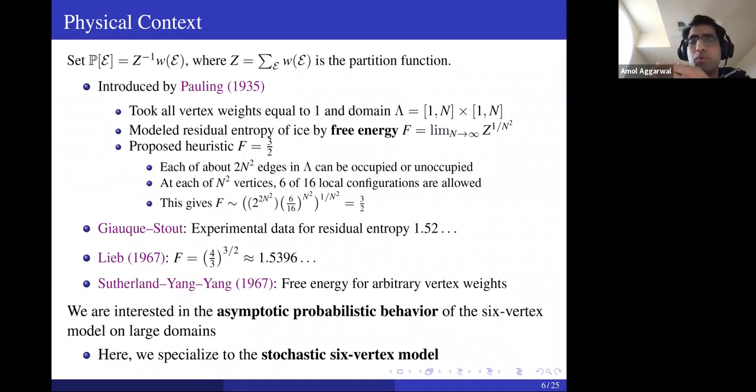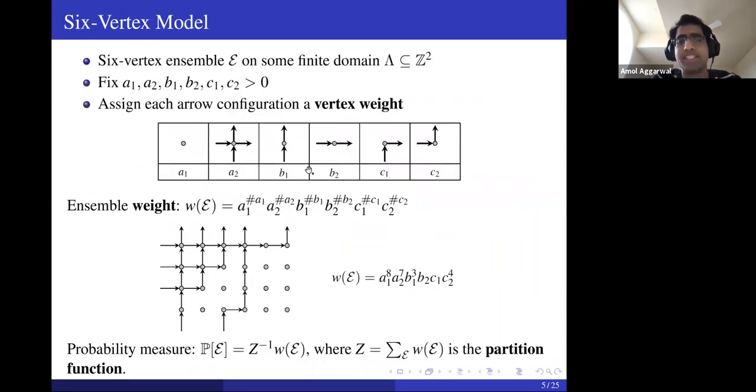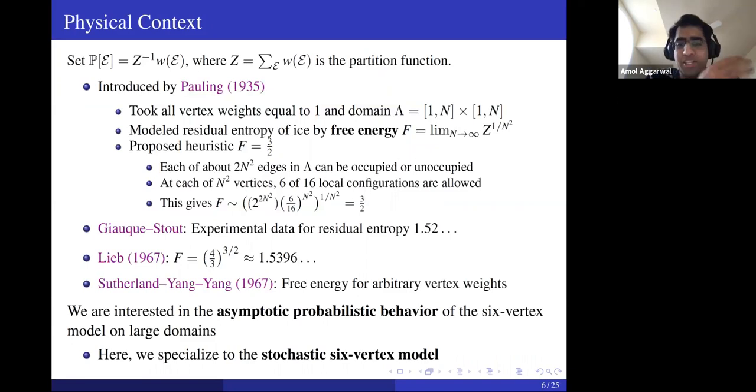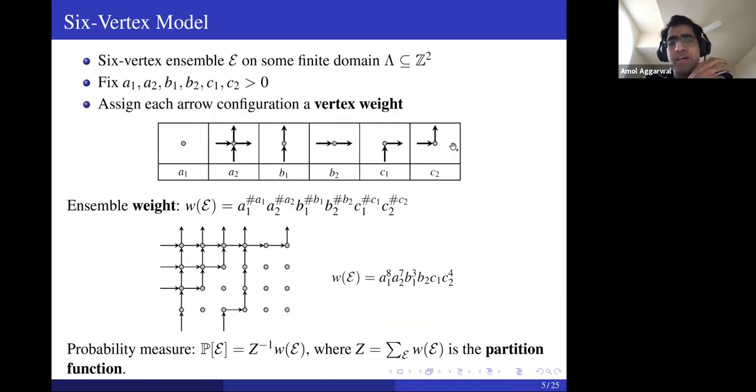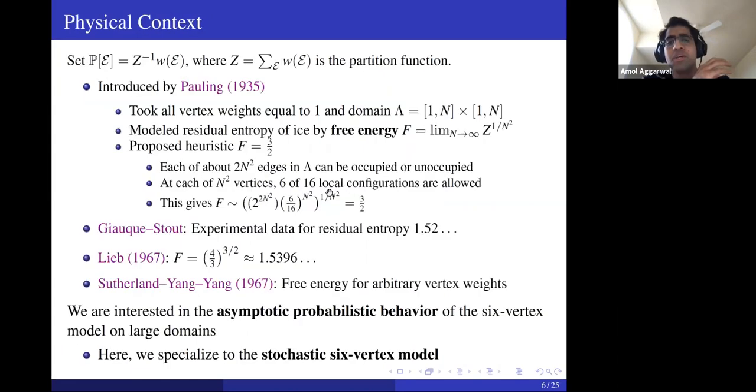And for each of the n squared vertices in lambda, you can have 6 out of 16 possible arrow configurations, right? So you can heuristically imagine that you have a 6 out of 16 chance of having the correct vertex. By 6 out of 16, I mean there are 6 possible arrow configurations here. But in principle, I could have 16 possible occupation and unoccupation patterns of the edges, right? I have 4 edges surrounding a given vertex, and they can either be occupied or unoccupied. So in principle, there are 16 possible things at each vertex, but only 6 of them are allowed by the ICE rule, the arrow conservation rule. So you have 6 out of 16 of them.